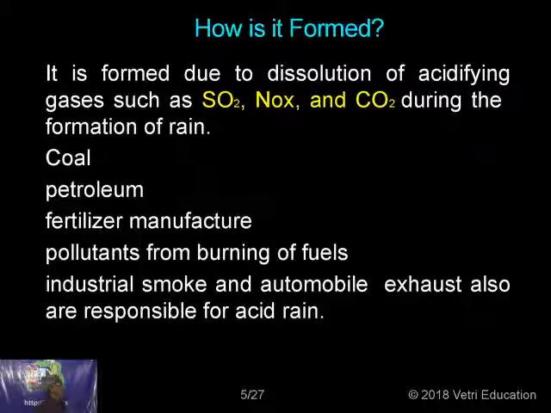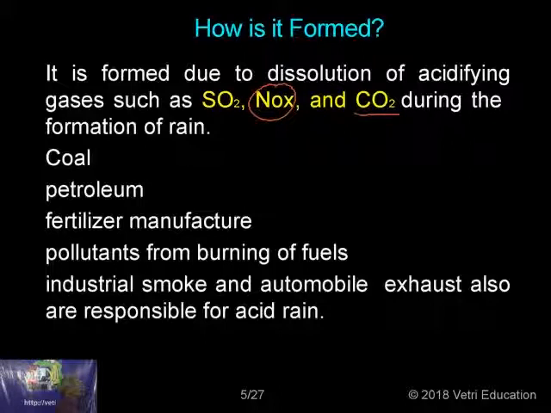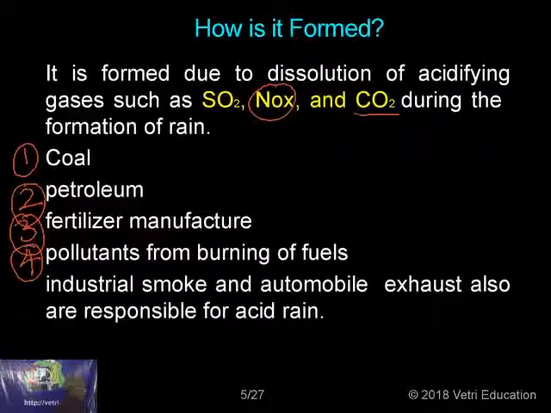How is it formed? It is formed due to the dissolution of acidifying gases such as sulfur dioxide, oxides of nitrogen, maybe nitric oxide, nitrous oxide, different types, that's why you write NOx, and carbon dioxide, during the formation of rain. Coal, petroleum, fertilizer manufacture, pollutants from burning of fuels, industrial smoke and automobiles are also contributing factors for acidic rain. Once again I repeat, among the gases you have sulfur dioxide, oxides of nitrogen and carbon dioxide. They form the main ingredients for acidic rain.